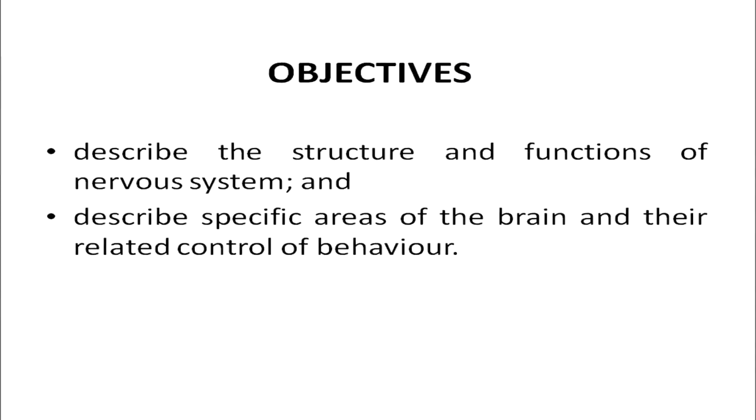Today I am going to continue my discussion on biological and cultural shaping of mind and behavior, part 2. As we all know, in the last program we discussed the structure and functioning of different neurons and different types of neurons. In today's program, we are going to talk about the structure and functions of the nervous system, as well as describe the specific areas of the brain and their related control of behavior.